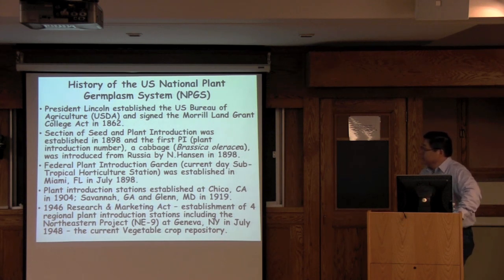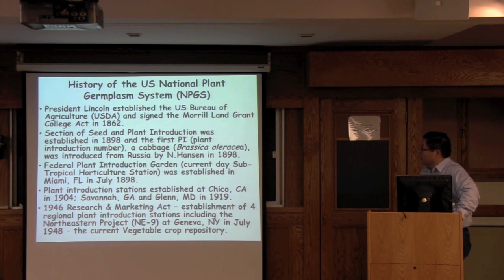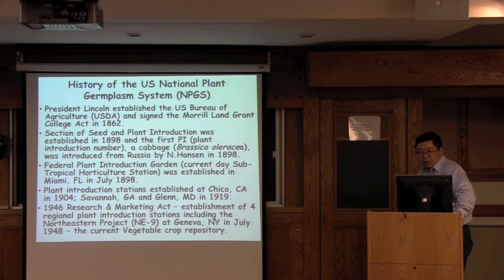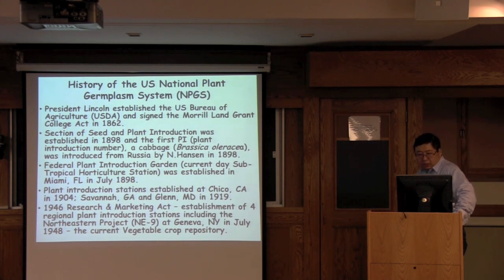in the same year, 1898. Also in 1898, the first Federal Plant Introduction Garden, the current day Subtropical Horticultural Station, was established in Miami, Florida in July. Later, in 1904, another plant introduction station was established at Chico, California, in Northern California. Later in 1919, two others, one in Savannah, Georgia, and one in Glenn Dale, Maryland, were established.